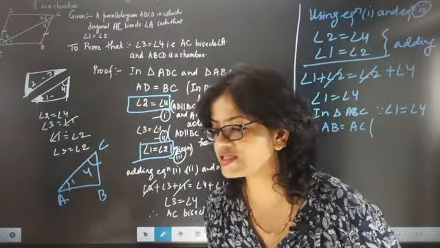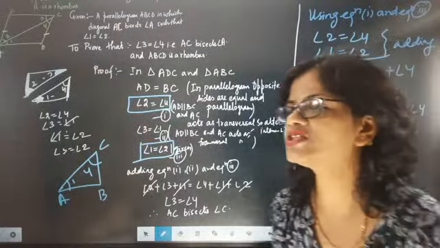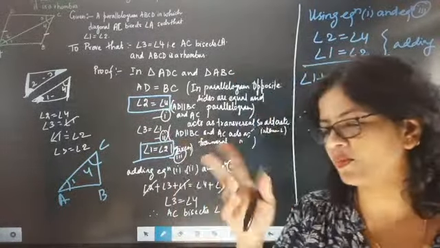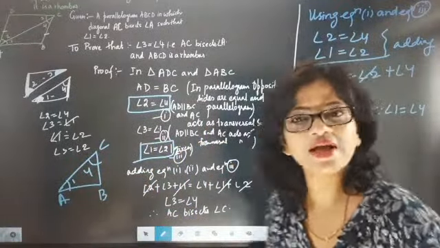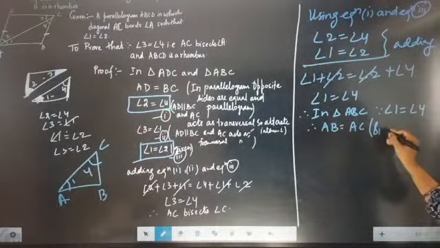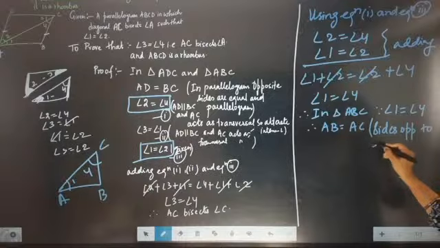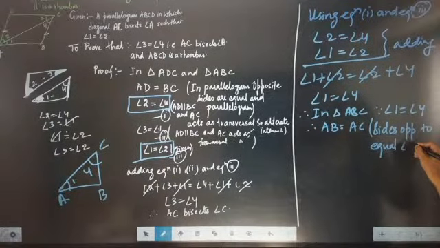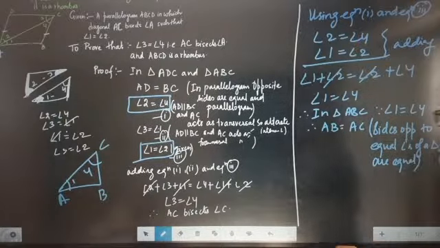Yes, AB equal to AC. But why? Because you can say one theorem, that is sides opposite to equal angles of a triangle are equal. Okay, fine.